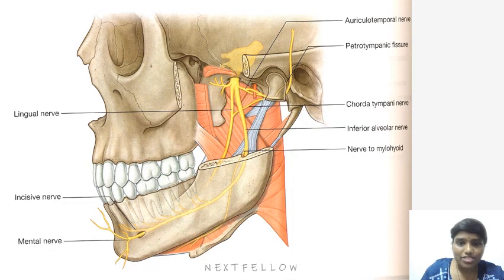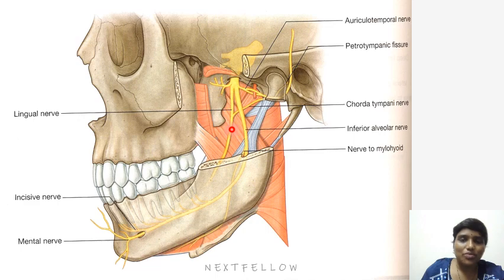Mandibular nerve, it is the largest branch of trigeminal nerve and it is also nerve of first arch. Since it is a mixed nerve, it has large sensory root and small motor root. Large sensory root is coming from trigeminal ganglion and small motor root is coming from pons. Both sensory and motor roots, they emerge out through foramen ovale and are seen in the infratemporal fossa.